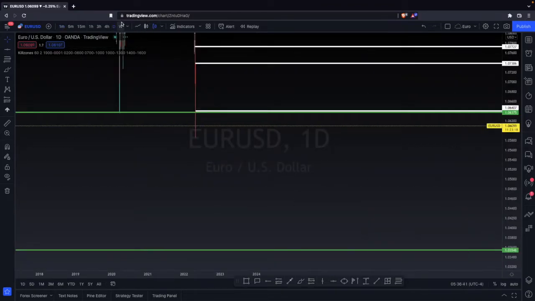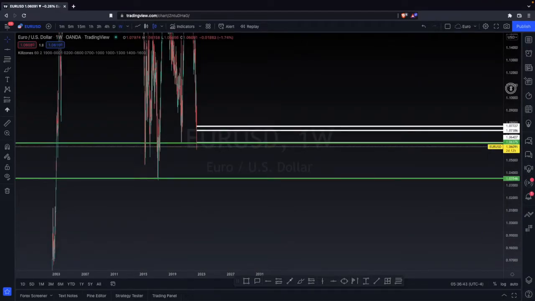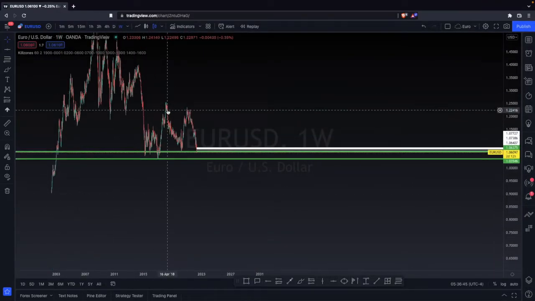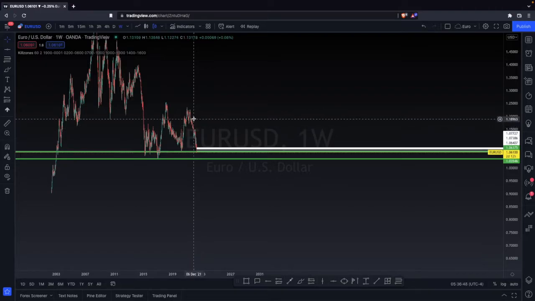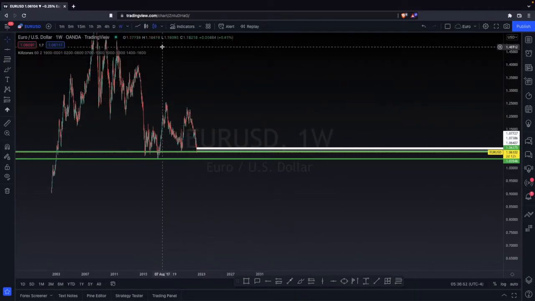like I was talking about, if we look at my weekly, I have a ton of areas that the market has left behind that we could then attack, right? Here, all that good stuff. So that is Euro USD.